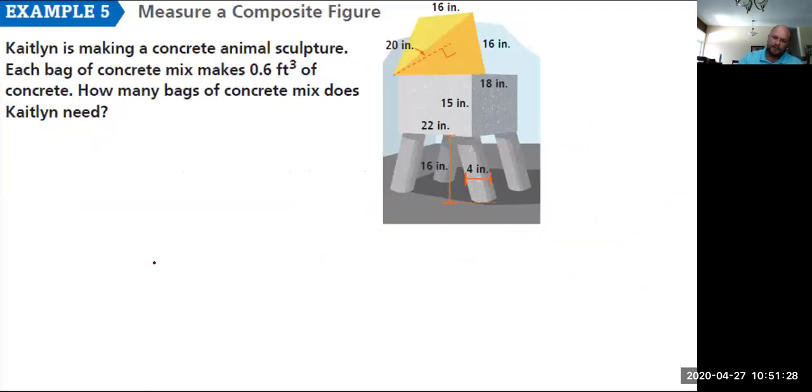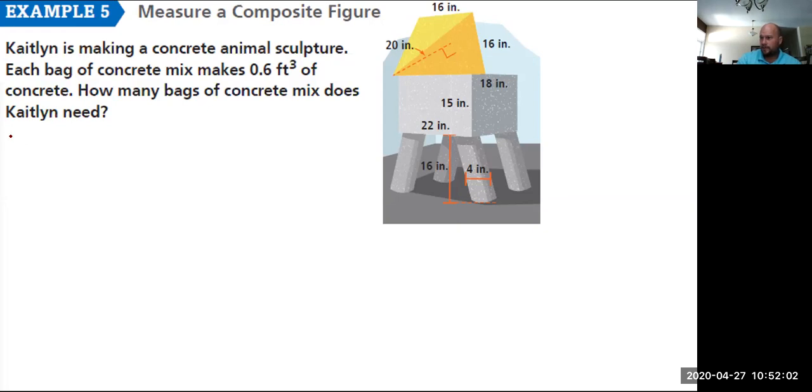Composite figures. Composite figures, this is anytime we have more than one figure attached. So again, we saw this with our area as well. This time we have 3 different shapes. We have the cone, we have the prism, and we have prisms for the legs as well. Or no, those look like cylinders. Yeah, they're curved. So cylinders for the legs. So we'd have to do a couple different things. We'd have 3 different formulas that we'd have to make.